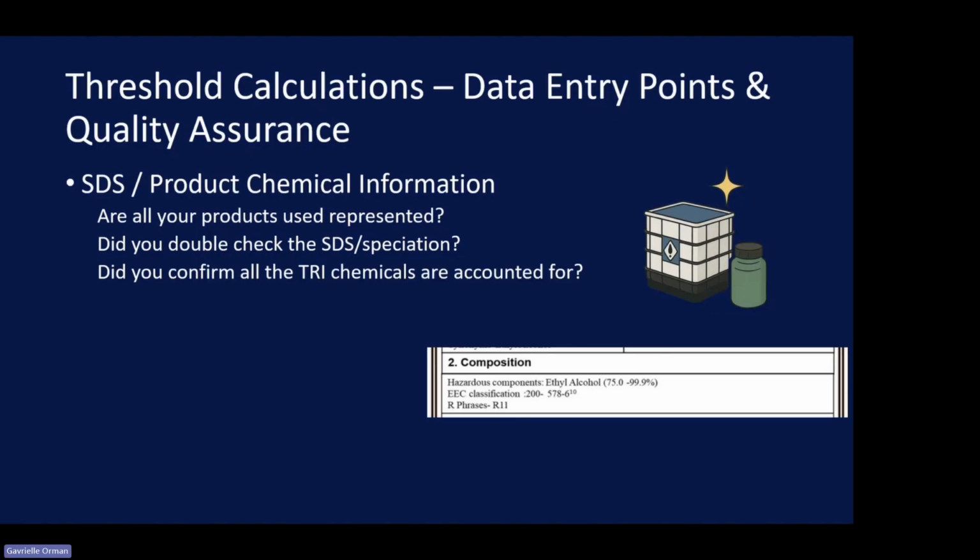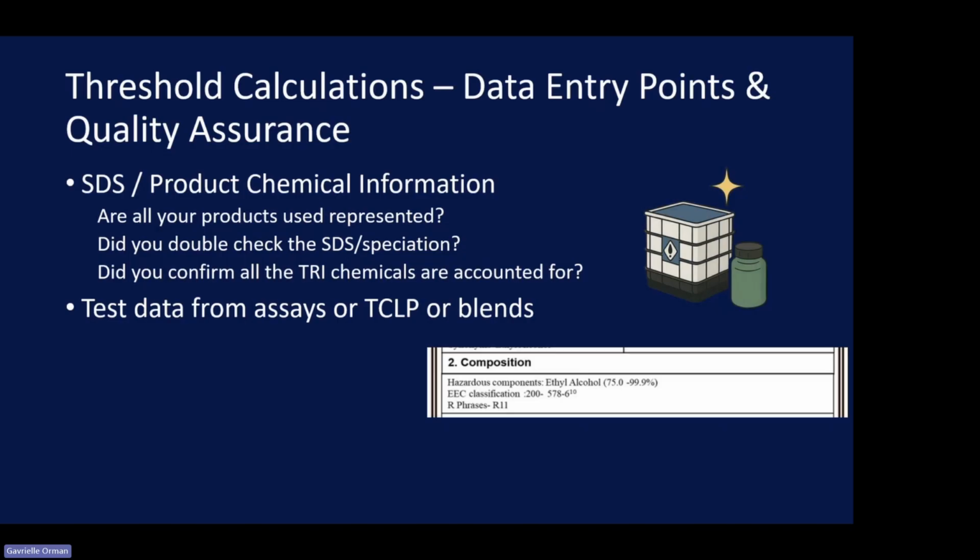The third thing here is, did you confirm that all of the TRI chemicals are accounted for? There are over 750 TRI chemicals on our TRI EPCRA list. And so that's a lot, especially in recent years when they're adding all of the new PFAS chemicals to this list. It is very important to check your chemical speciation and make sure that you are accounting for each TRI chemical that is in there.